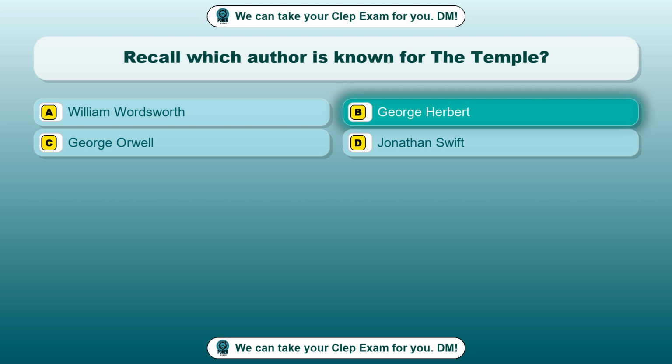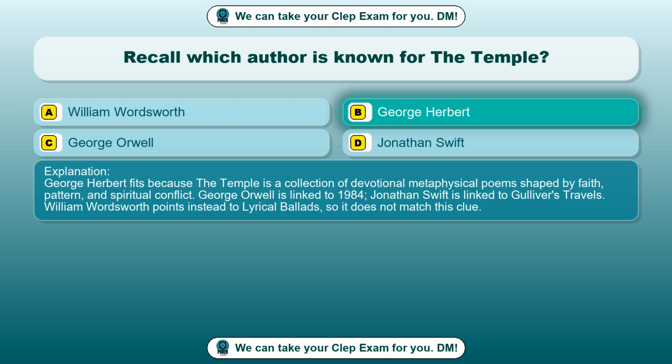George Herbert. George Herbert fits because The Temple is a collection of devotional metaphysical poems shaped by faith, pattern, and spiritual conflict. George Orwell is linked to 1984, Jonathan Swift is linked to Gulliver's Travels. William Wordsworth points instead to Lyrical Ballads, so it does not match this clue.